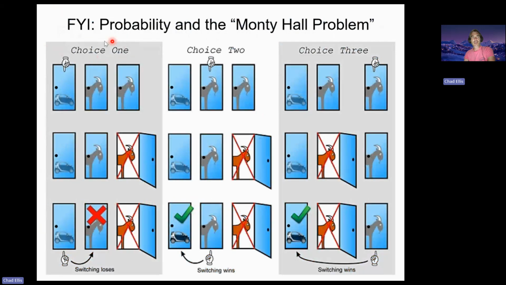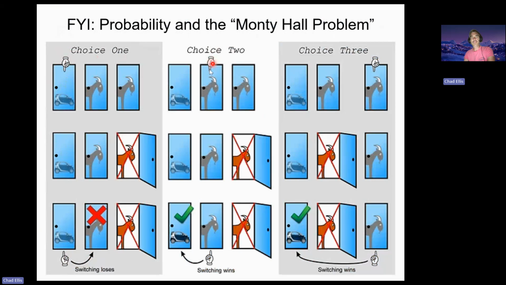Let's imagine on the left here, you first pick door 1, that's where the pointer is pointing, and that's where the car is. There are goats behind door 2 and door 3. The game show host opens door 3 to show you a goat, so that one's eliminated. So now do you stay with your original or do you switch? In this case, if you switch from door 1 to door 2, you're going to lose.